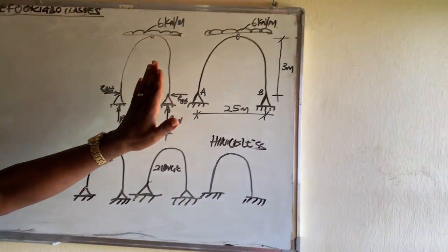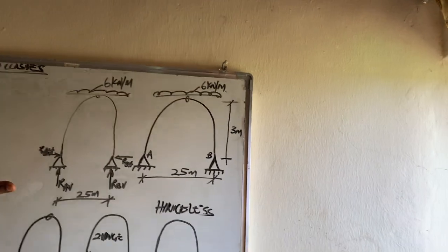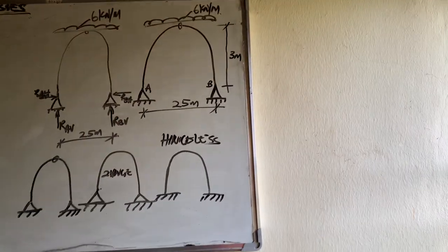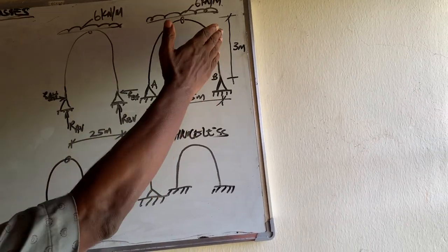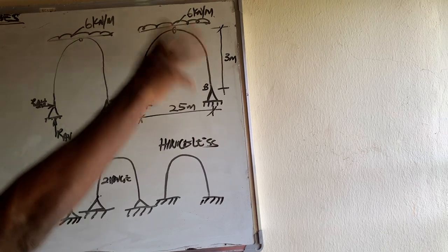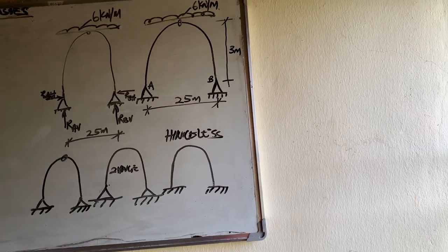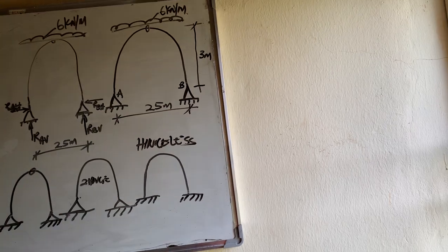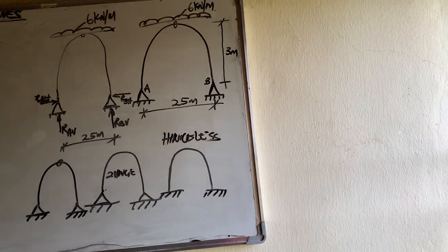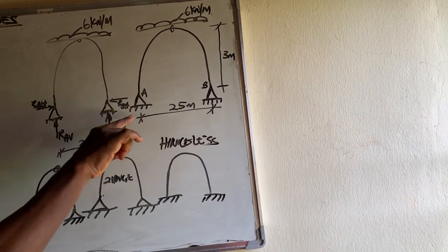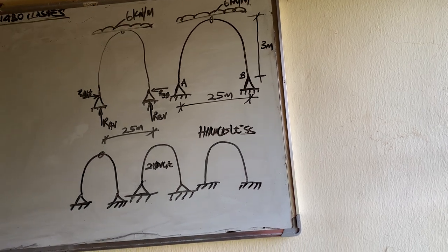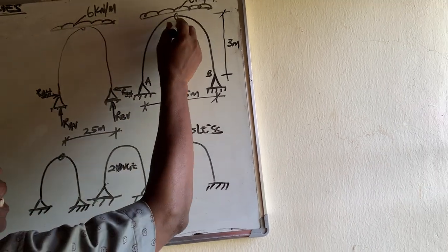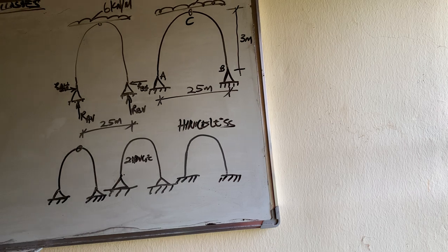It's loaded with a uniformly distributed load of 6 kN/m. It has a height, the rise, that's the height of 3 meters. And the span is 25 meters. We are going to get the reactions at the supports, support A and B.